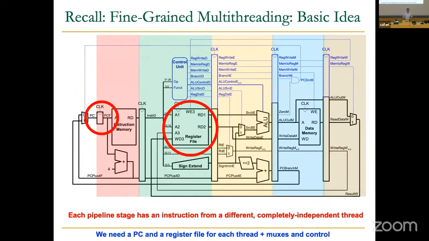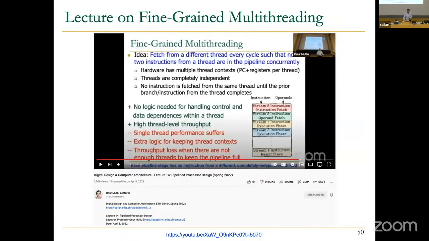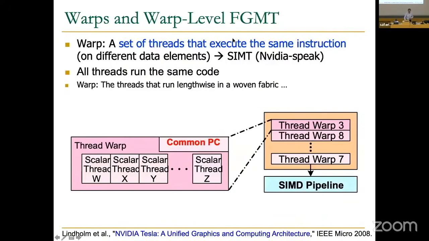We're combining multiple concepts here, and that combination actually makes GPUs even more successful, because you can have a very simple scalar pipeline and not do any dependence checking for branches or any other instruction, because you know that the threads are independent of each other. So you take advantage of fine-grained multithreading and you have lots of threads. Okay, so you remember the lecture on fine-grained multithreading.